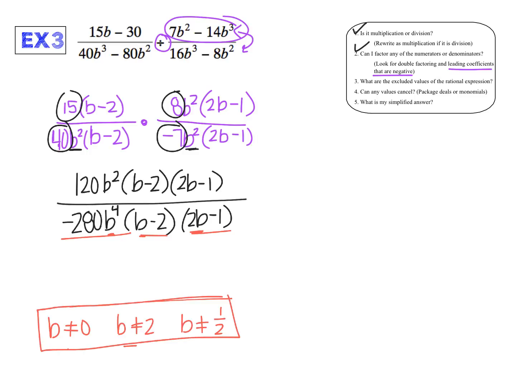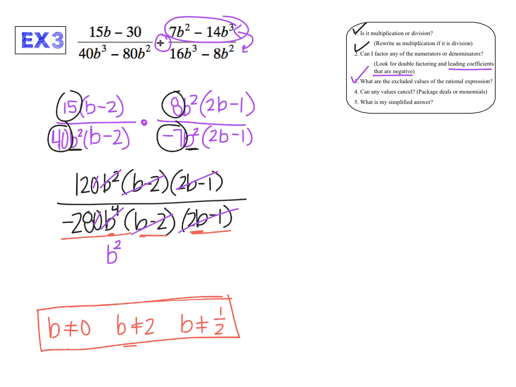All right, so once I have those restricted values, now what can cancel? So 2b minus 1, 2b minus 1, b minus 2, b minus 2. I have 2 b's here and 4 b's here, so I'm going to be left with 2 b's on the bottom. And then 120 and 280. So I know they're both going to divide by 10.